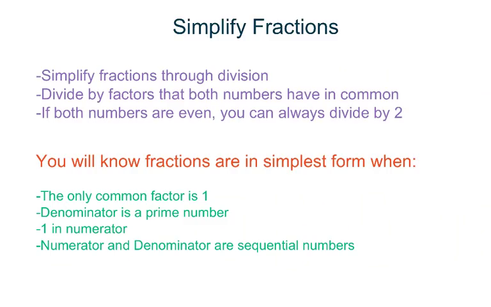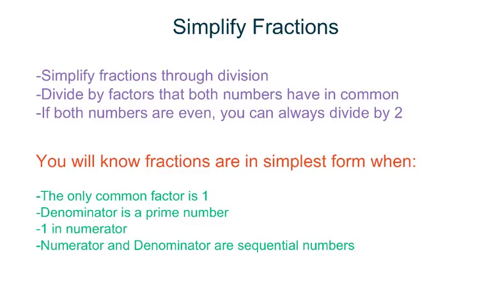All right, let's talk about simplifying fractions. When we simplify fractions, we simplify through division. We divide by factors that both numbers have in common. If both numbers are even, you can always divide by 2. That's a useful hint. Now this bottom section is important. It's going to tell you when you will know if your fraction is in simplest form or not. The first rule always holds true. When the only common factor is 1, then your fraction is in simplest form.